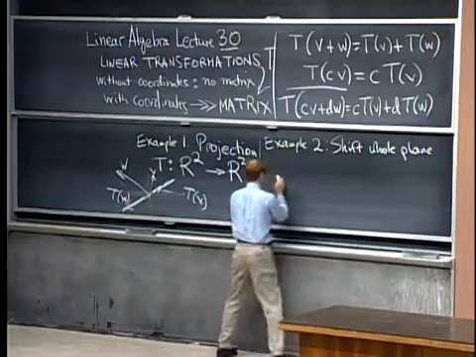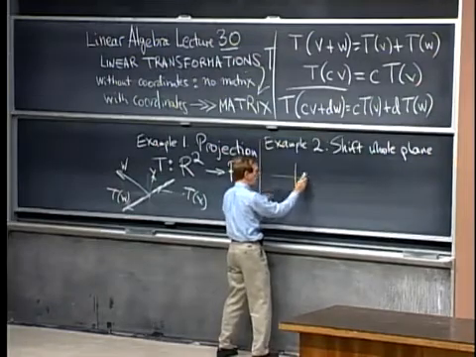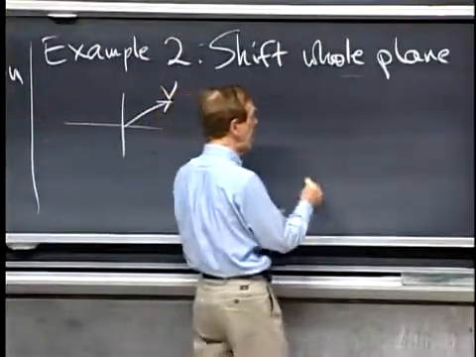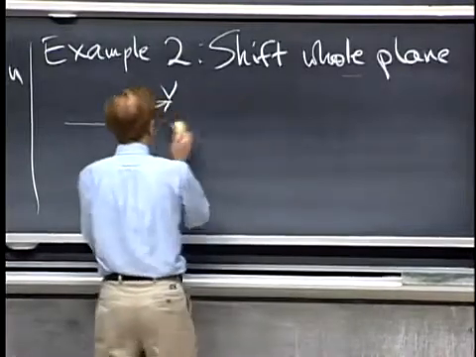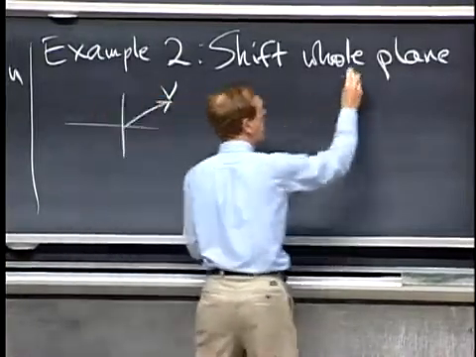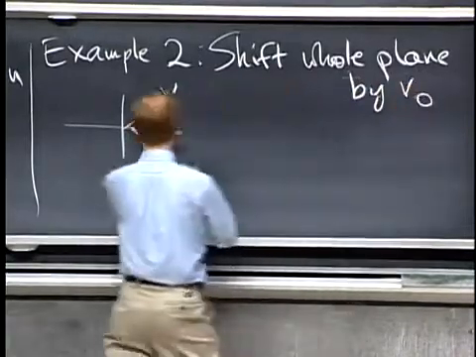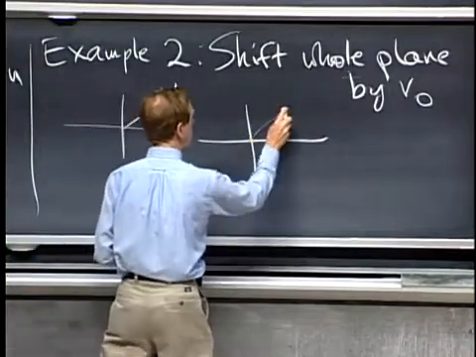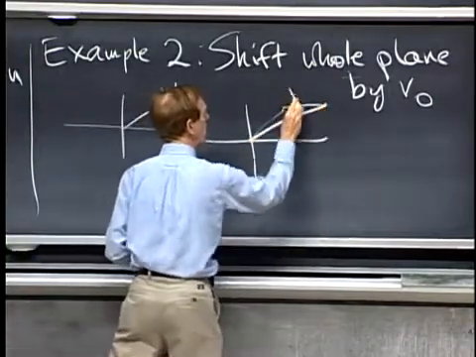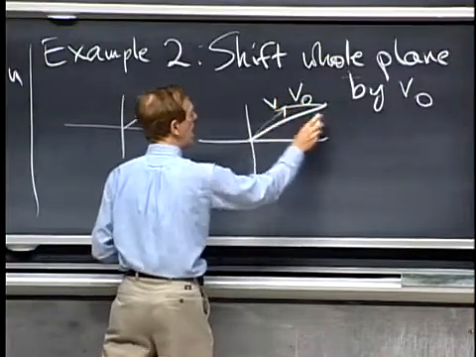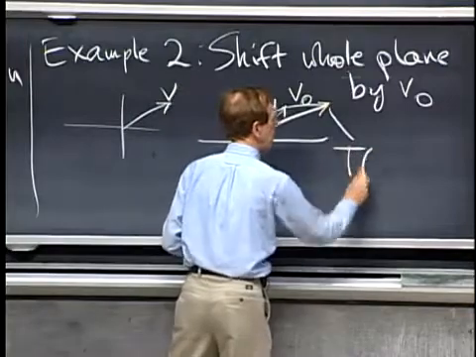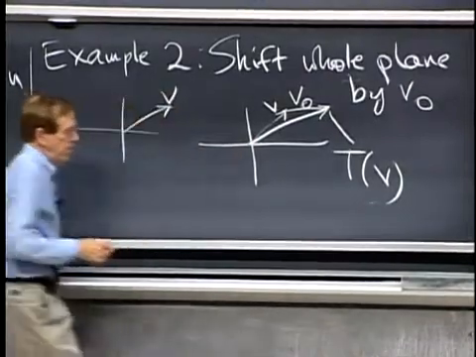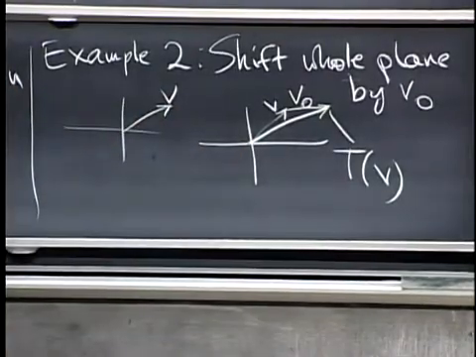So here are all my vectors, my plane, and every vector v in the plane, I shift it over by, let's say, some vector v0. Shift the whole plane by v0. So for every vector v in the plane, T of v will be v plus v0. There's T of v. Here's v0. There's the typical v, and there's T of v. You see what this transformation does? It takes this vector and adds a fixed vector to it.